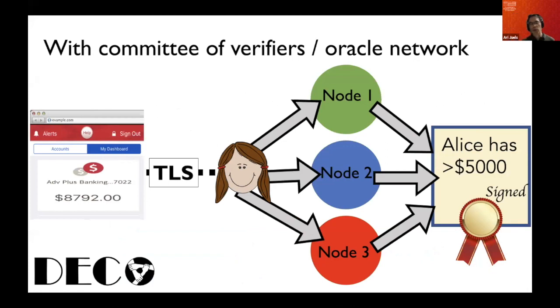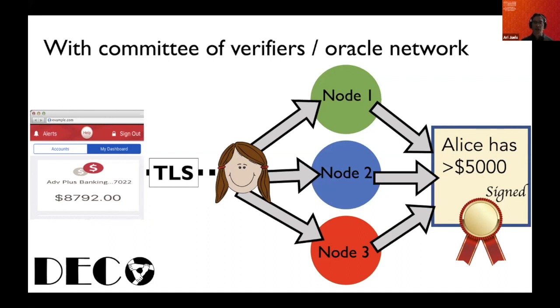That's how the protocol works when Alice wants to prove something to a single verifier, to Bob, for instance. But the real power of Deco is particularly visible where we have a committee of verifiers, which you can think of as an Oracle network. Suppose we have a bunch of nodes and we believe that a majority of them, or some threshold, are honest. Alice can then prove using Deco statements about, say, her bank account to the different nodes in this committee.